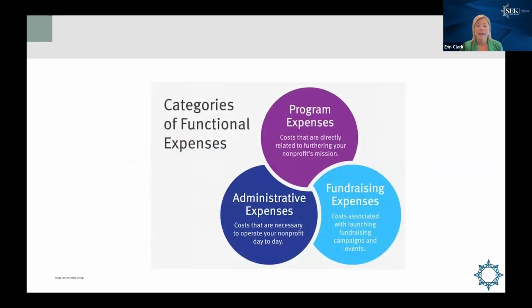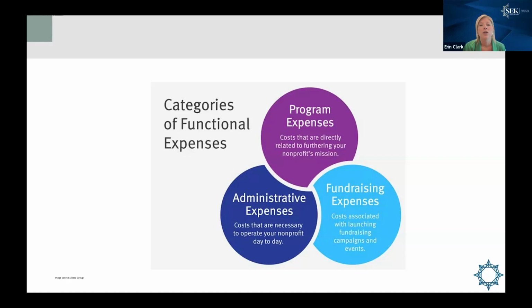So there are three categories of functional expenses. And again, for those of you that are audited or have any type of financial statements that are prepared externally, maybe even with footnotes, this should not be any groundbreaking news, but the three categories are program expenses. That is those programs that are directly related to furthering your nonprofit's mission. You have administrative expenses, and sometimes we will refer to that as G&A or general and administrative.